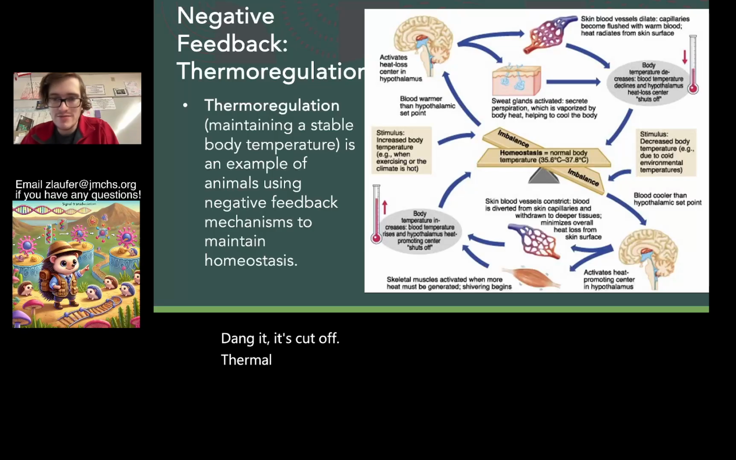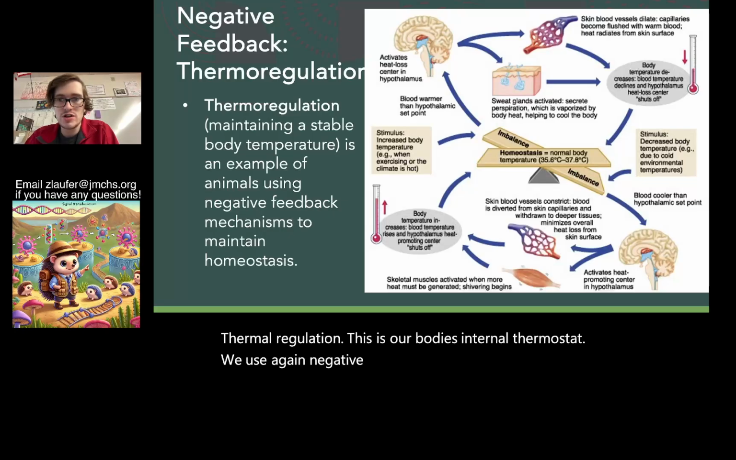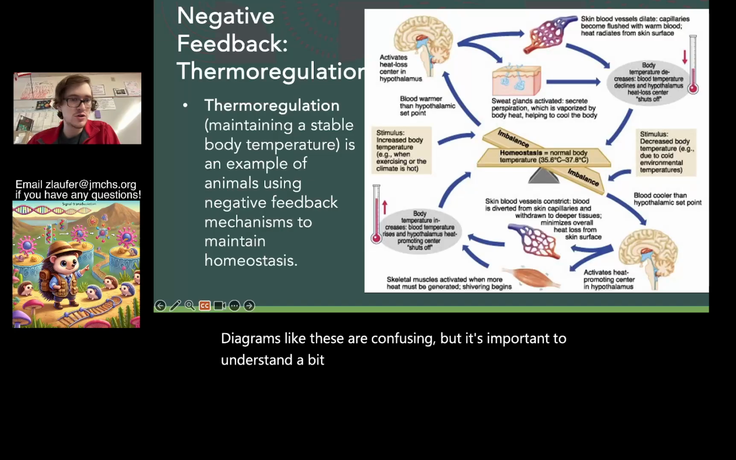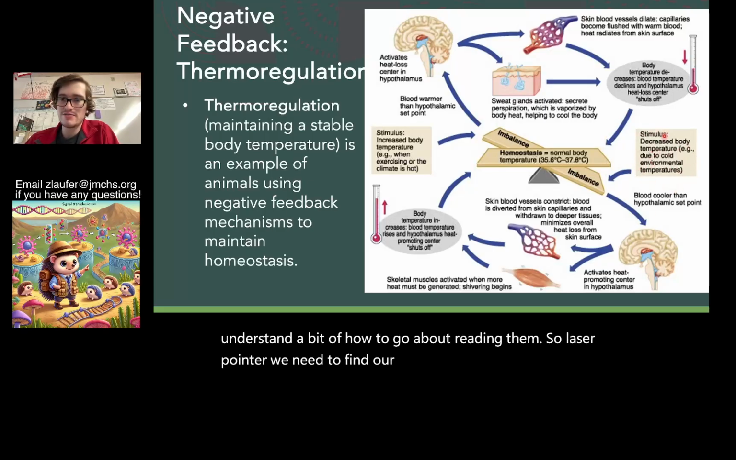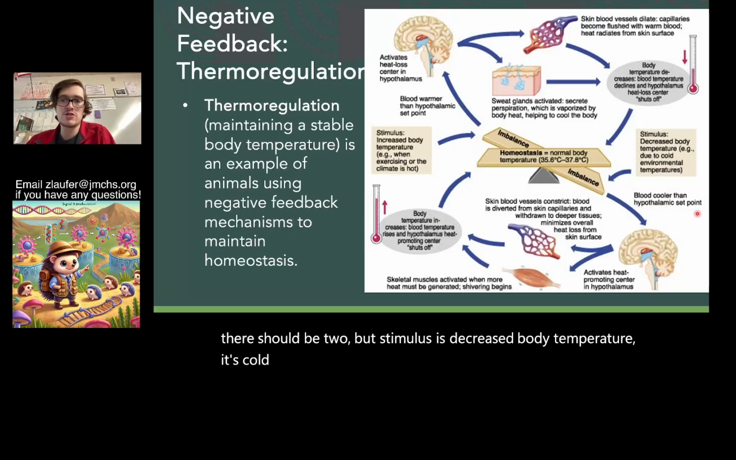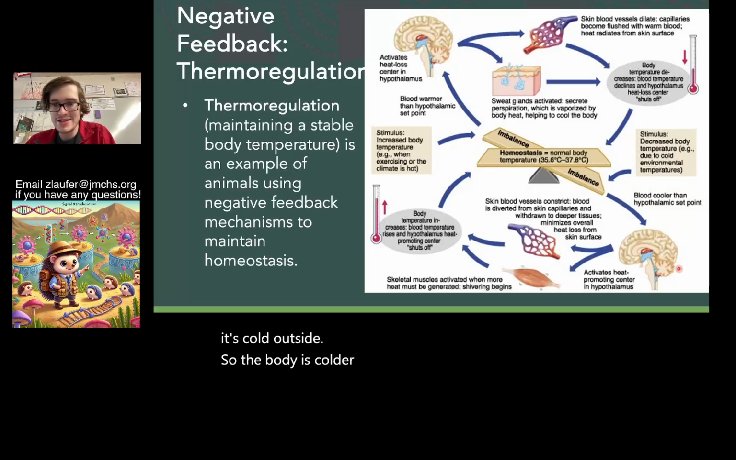Thermoregulation, this is our body's internal thermostat. We use, again, negative feedback loops. So, what happens? Diagrams like these are confusing, but it's important to understand a bit of how to go about reading them. We need to find our stimulus. In this case, there should be 2. The stimulus is decreased body temperature. It's cold outside, so the body's colder than this set point.